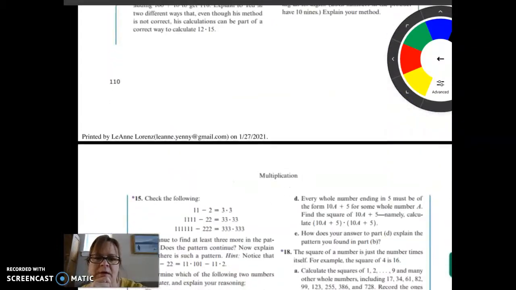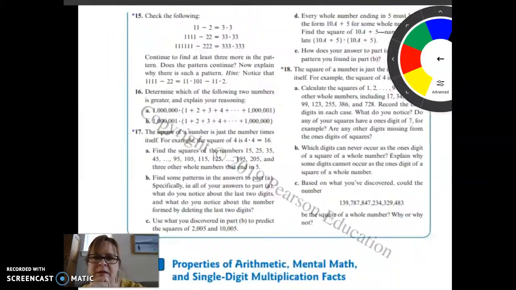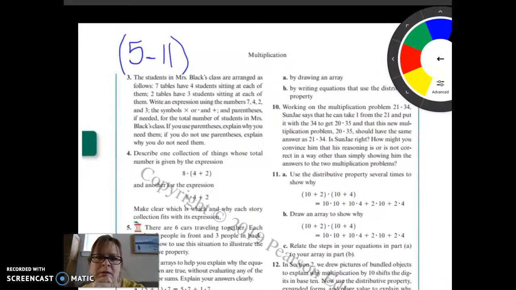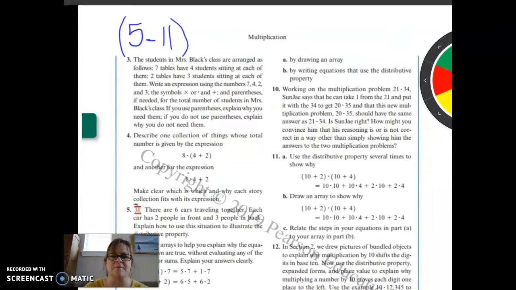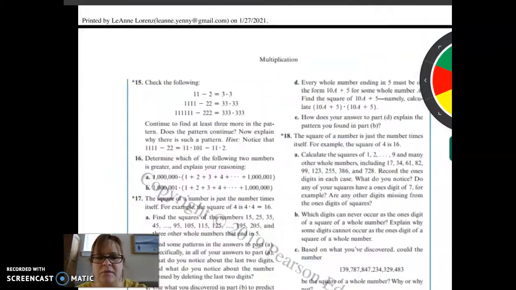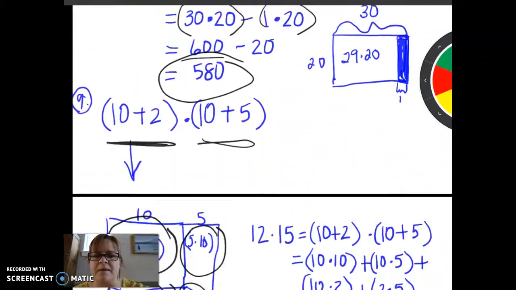All right, and number 10, we have that working on this multiplication problem, 21 times 34, Sanjay says that he can take 1 from the 21 and put it with the 34 to get 20 times 35, and that this new multiplication problem, 20 times 35, should have the same answer as 21 times 34. Is he right? So I love this problem because this really reveals a lot of the misconceptions that students have. So let's take a look at this method.